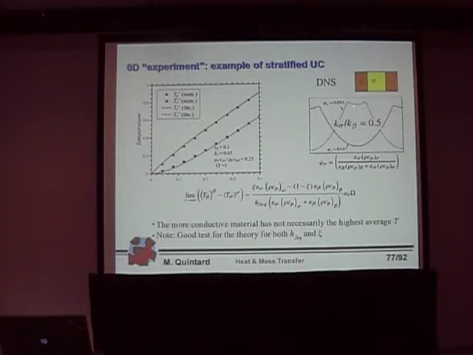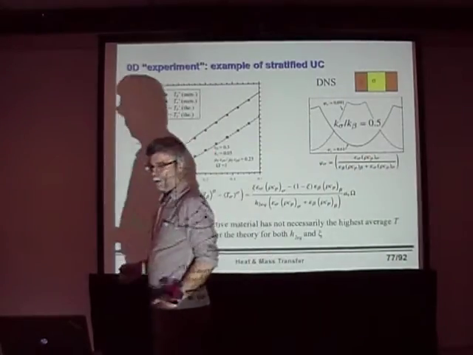But if I increase the thickness of the beta phase, then there is heat resistance in the beta phase, which overcomes the fact that it has a higher conductivity. So I may have both situations. Either the highest temperature is in the highest conductivity material, or it might be in the lowest conductivity material, depending on the relative thickness of the two. But you see that this is not a simple problem. It's quite involved, but you can understand all that.